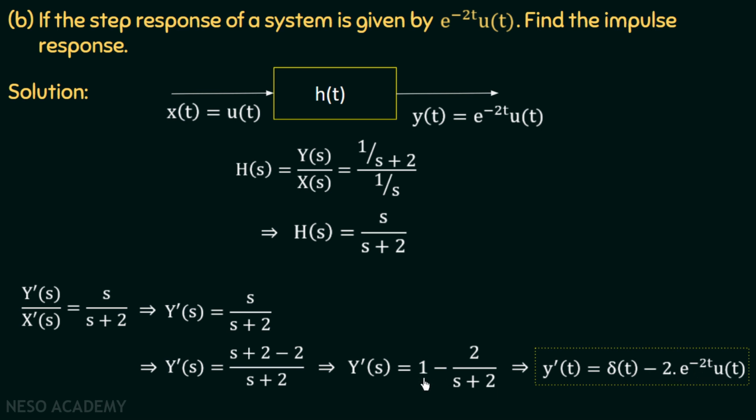The inverse Laplace transform of 1 is delta(t) and the inverse Laplace transform of 2 over (s plus 2) is 2 multiplied with e power minus 2t u(t). And this is the impulse response of the system having transfer function s over (s plus 2). And in this way, we are done with this lecture.